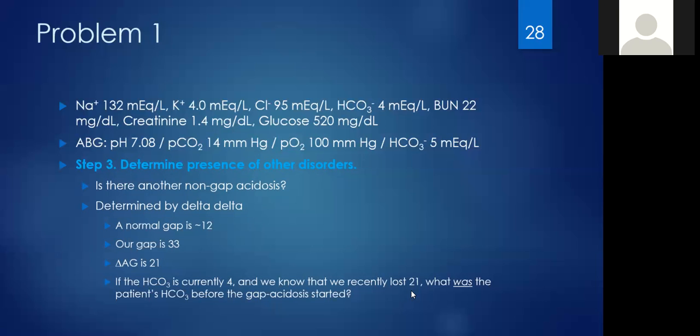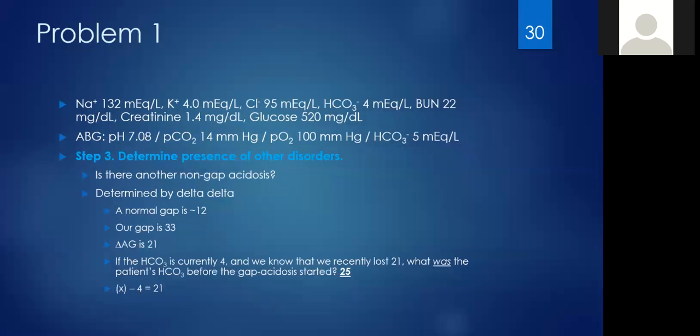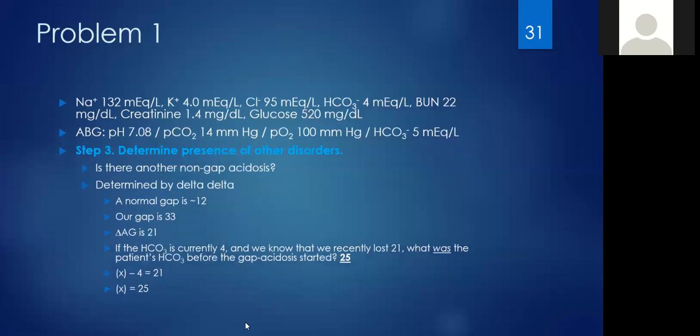So you have to ask yourself, what was the patient's bicarb before this gap acidosis started? There's 25. Okay, so we were trying to figure out what it was before we started. I've got this backwards actually. Your final answer is 4 because that's what we're currently sitting at, and we recently abolished 21. So it's actually x minus 21 is equal to 4. But your answer is 25.